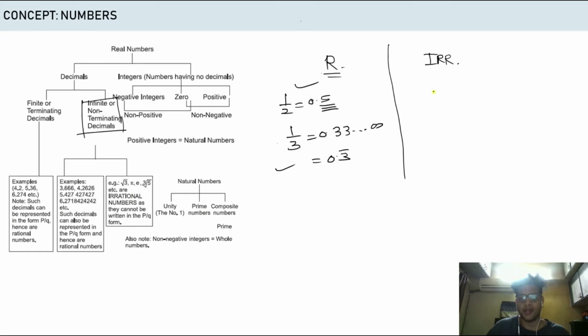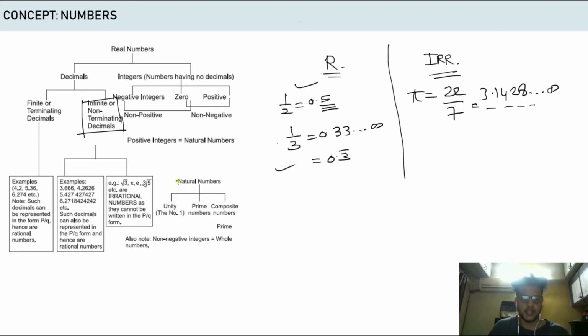But if we talk about irrational numbers, let's take the example of pi. Pi is taken as 22 upon 7, which is 3.1428, and it goes on to infinity. It is non-terminating and non-recurring. That means there is no pattern as such, hence it becomes an irrational number. So I hope the concept of rational numbers and irrational numbers is clear.